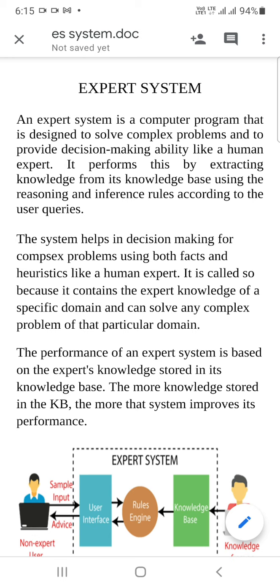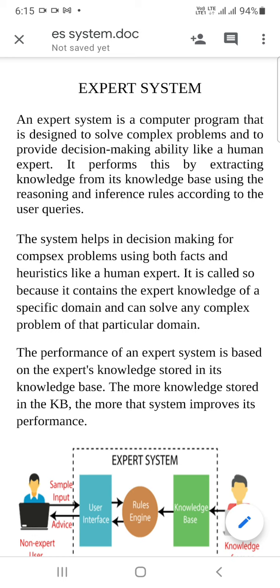Your knowledge base is a database. That means an expert system extracts knowledge from the database by using inference rules. What is an inference rule? Inference is like your associative rules, hypothesis. These are called your inference rules. Then, expert systems help in decision making for complex problems by using facts, rules and heuristics.